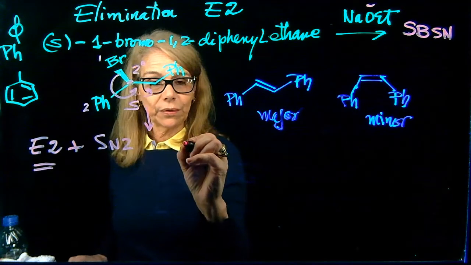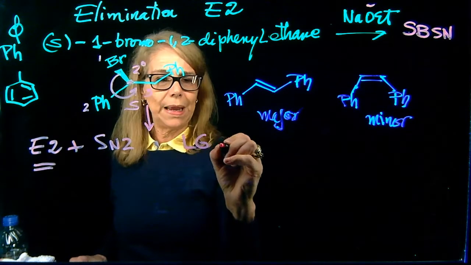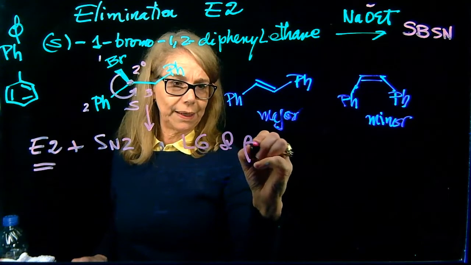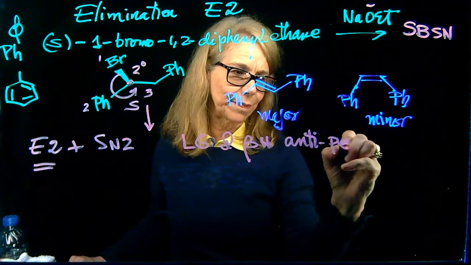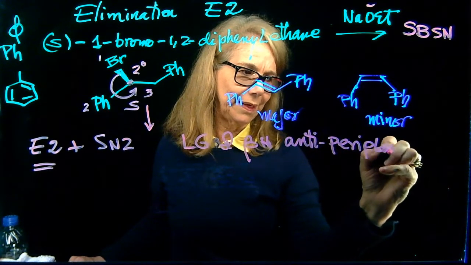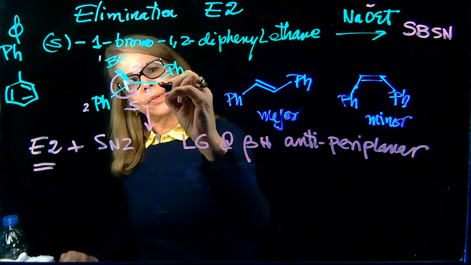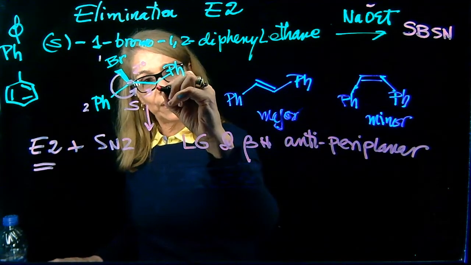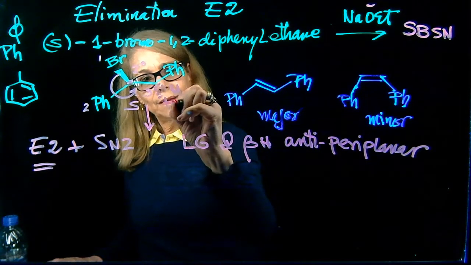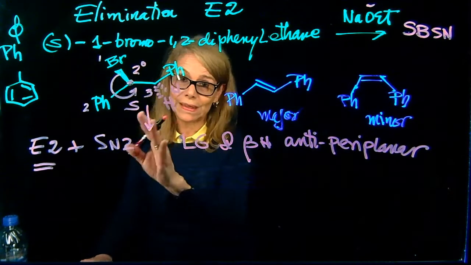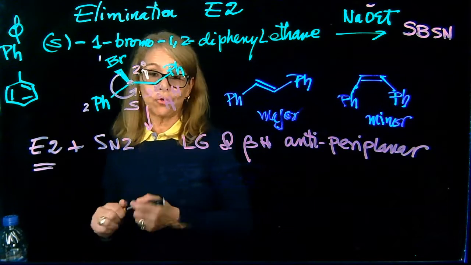We need to remember that in that elimination process, the leaving group and the beta hydrogen need to be anti-periplanar, that is, opposite to each other in the plane. What is a beta hydrogen? The hydrogens here. So here we have 2 hydrogens. To see this better, we're going to draw a Newman projection.